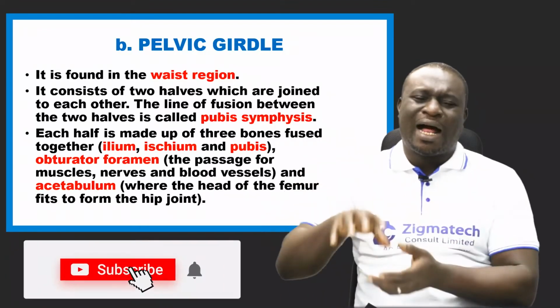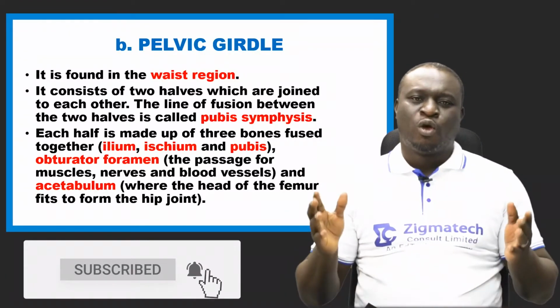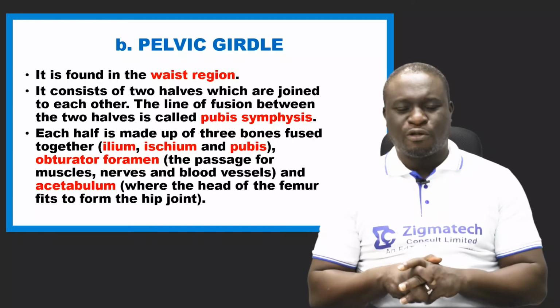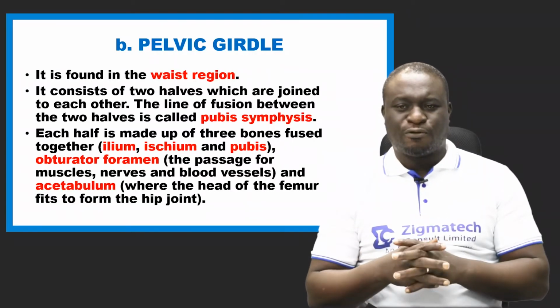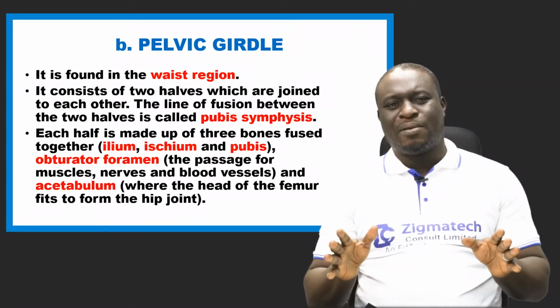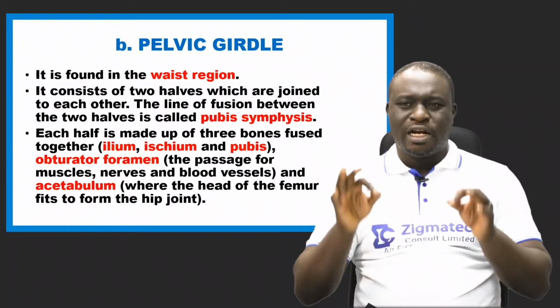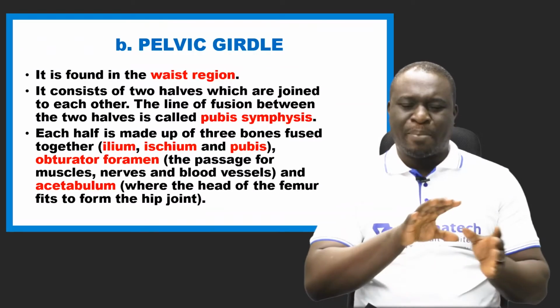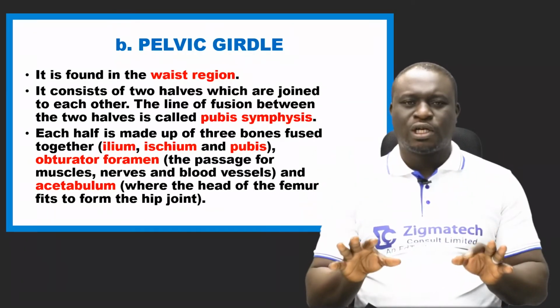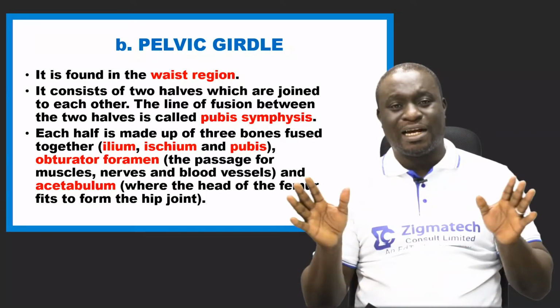Also, in each half of the pelvic girdle, we have what we call the obturator foramen. Now, the obturator foramen is actually a passage for muscles, blood vessels, and nerves.